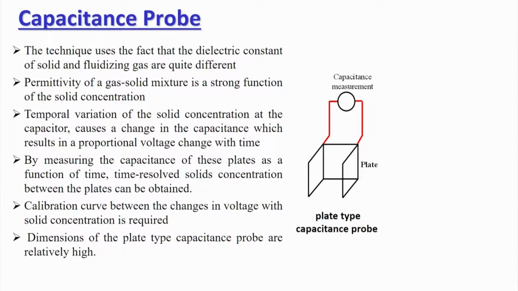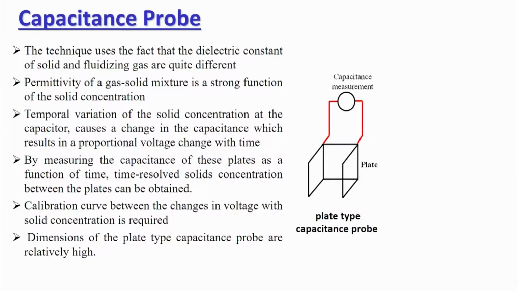In the capacitance probe, we use the permittivity of different materials. We know that the permittivity of different materials is different, and we use that principle to calculate the volume fraction. Here we take two plates, and between these two plates we apply a certain voltage. Now we measure the capacitance. Suppose some material comes in; the capacitance between these two plates will change, and the change in capacitance will be proportional to the permittivity of the material coming inside.